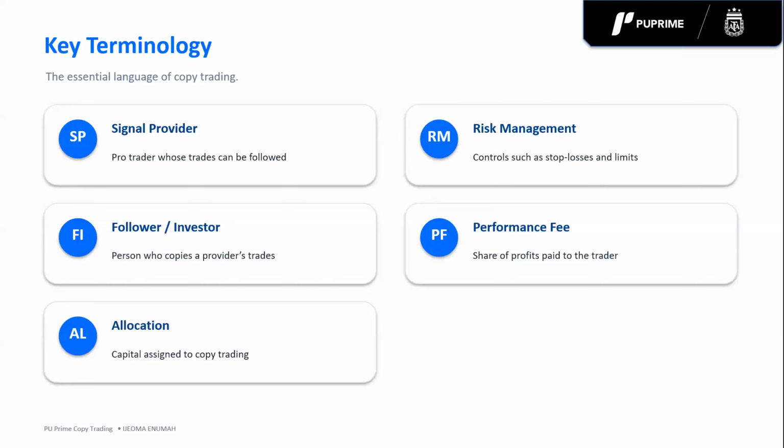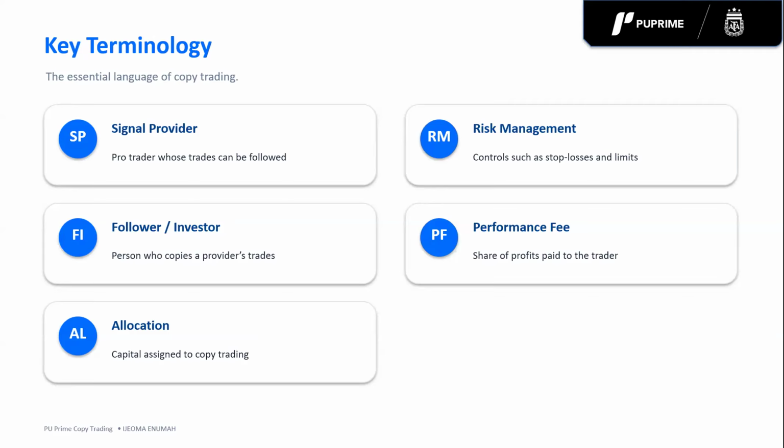If you decide that copy trading is something that you're very, very interested in, you are the follower or the investor, because it is you that would set up your account, fund it, and link it to a trader of choice. You are the investor. Now, allocation. Allocation refers to the capital assigned to copy trading. When you fund your account, you can allocate a certain percentage of your equity for copy trading. Our PU Prime copy trading platform allows such kind of adjustments.